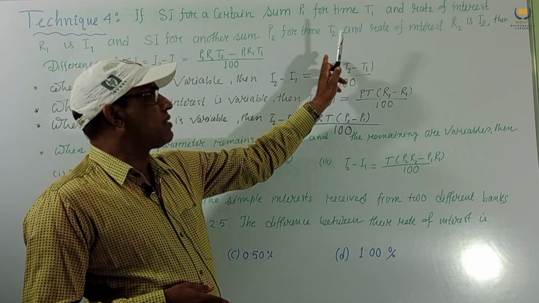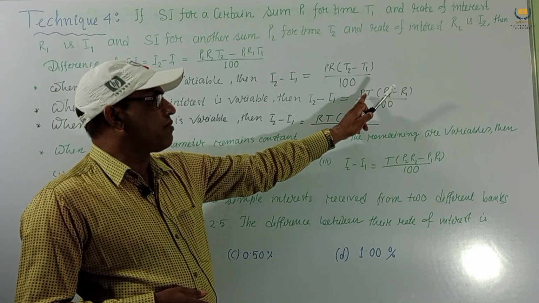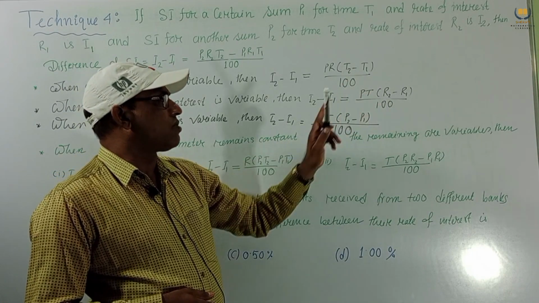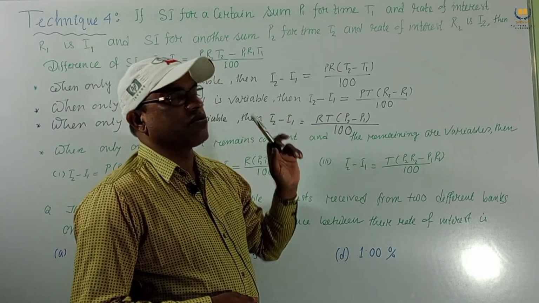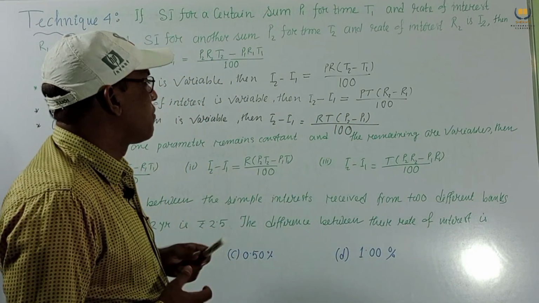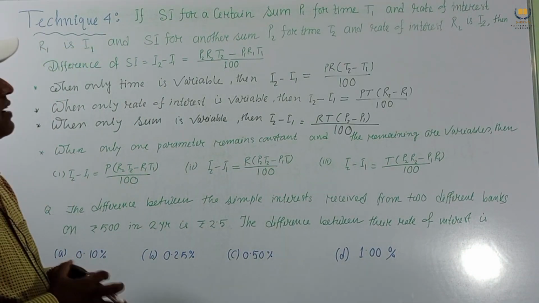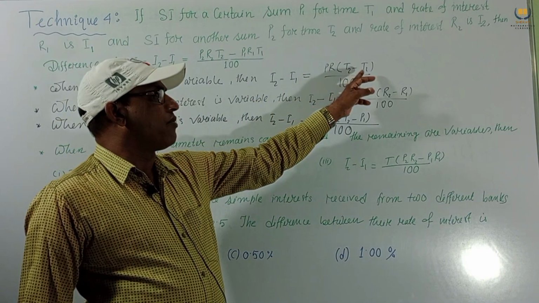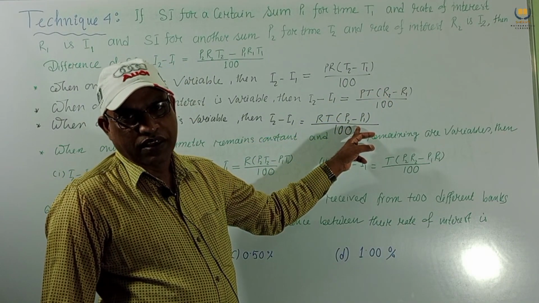If time is variable, then PR is outside. If rate is variable, then PT is outside, and if sum is variable, then RT is outside, all by 100. These are the formulas. So here only T is variable, here R is variable, and here the sum is variable.